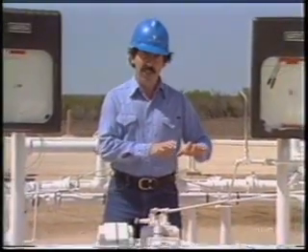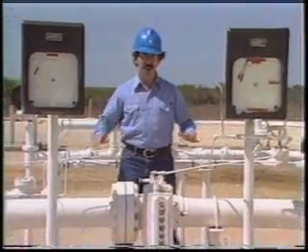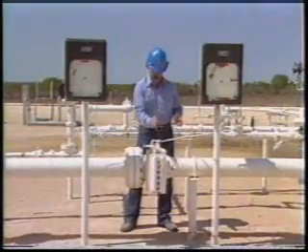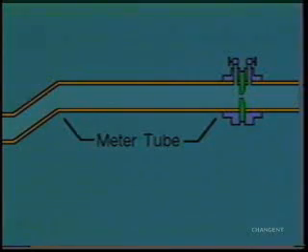The meter tube is that straight section of the pipe on the upstream and downstream sides of the orifice fitting or flange union. The purpose of the meter tube is to deliver natural gas to and past the orifice plate with as little turbulence as possible. Any turbulence at the orifice plate will result in an inaccurate measurement of the gas.